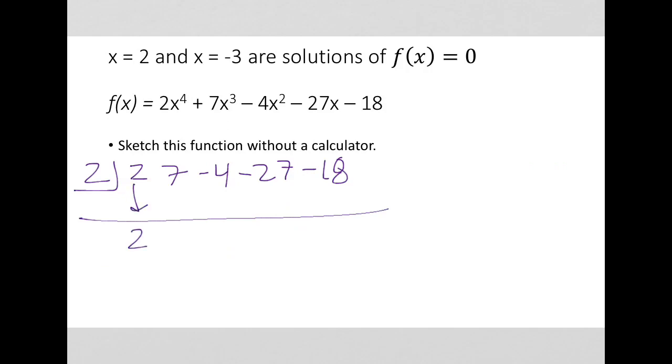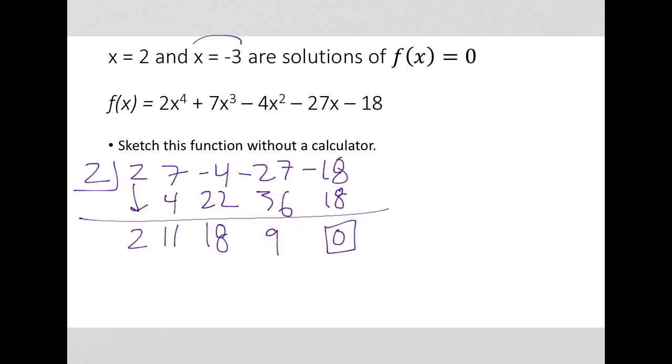Drop it down. Pull that 2 down. 2 times 2 is 4. 7 plus 4 is 11. 2 times 11 is 22. Negative 4 plus 22 is 18. 2 times 18 is 36. Negative 27 plus 36 is positive 9. 2 times 9 is 18. Negative 18 plus 18 is 0. Hooray, that was quick. It can be just that quick for you too.